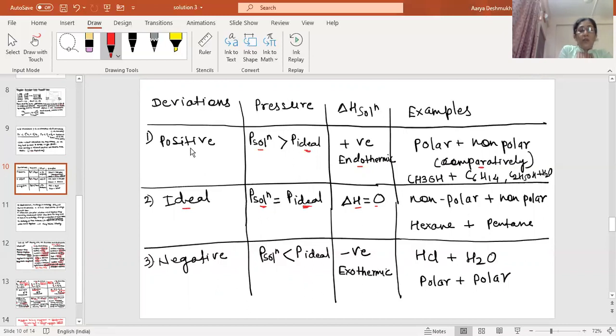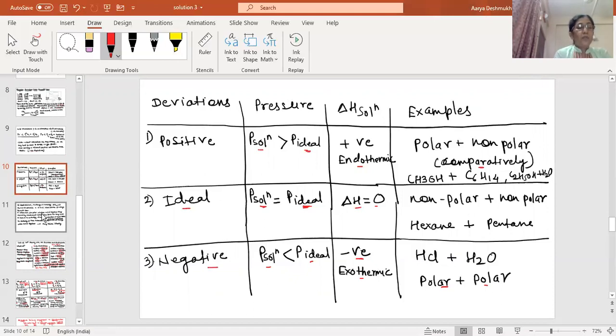Whenever it is a negative deviation, the total vapor pressure of the solution would be less than the ideal solution. It means that delta H for this process is negative, as there are more interactions between the solute and solvent molecules, and it is nothing but an exothermic reaction. For example, when a polar molecule combines with another polar molecule, there will be negative deviation from Raoult's law.